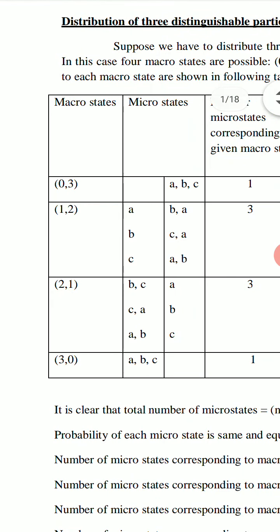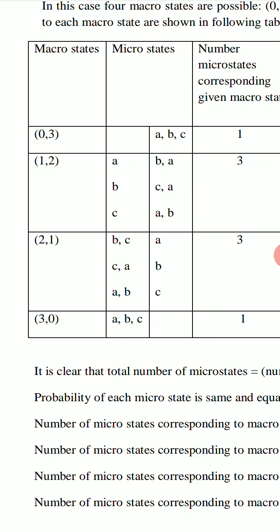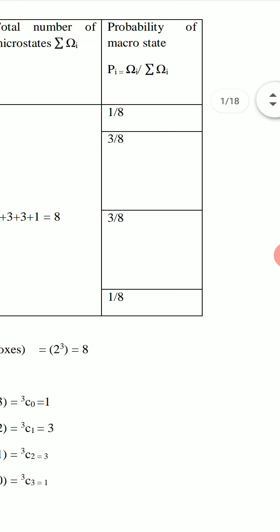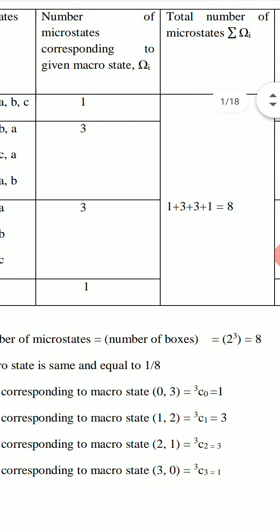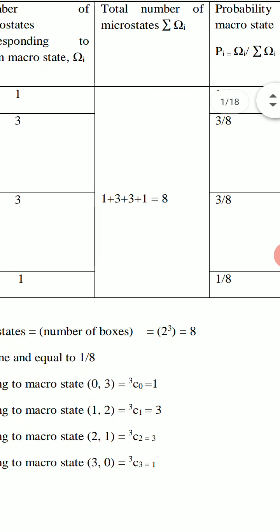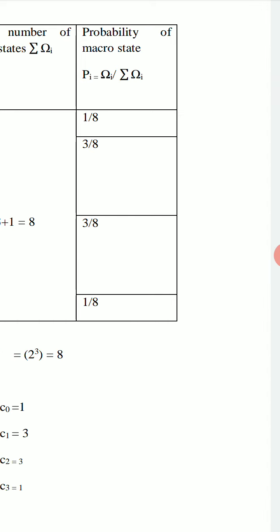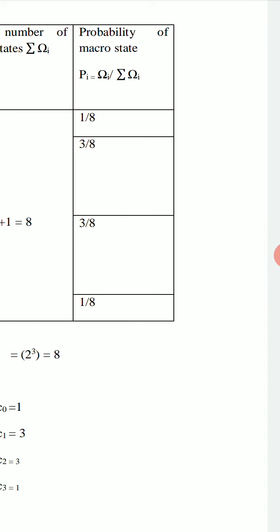So out of these 4 macrostates, maximum probability is for macrostates 1 2 and 2 1. So these are the most probable macrostates. The probability of these 2 macrostates is maximum. It is 3 by 8. And the least probable macrostates are these 2, which are 0 3 and 3 0. The probability of these 2 macrostates is 1 by 8 and 1 by 8.